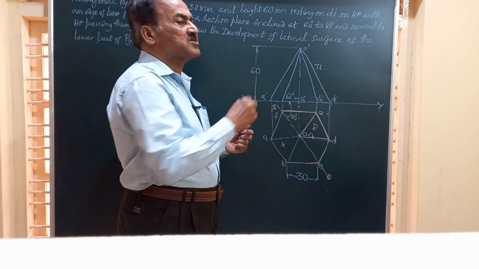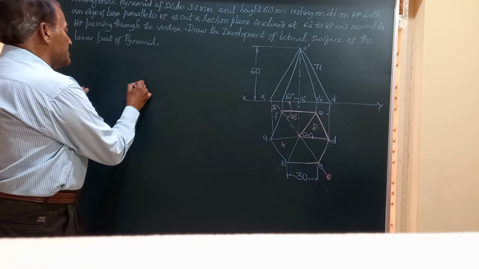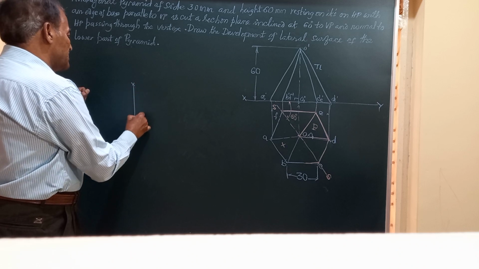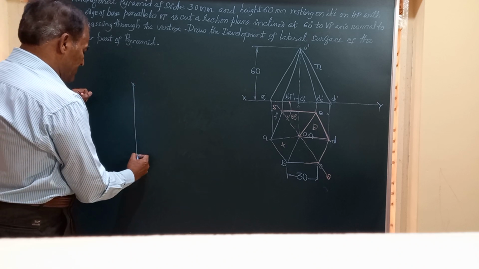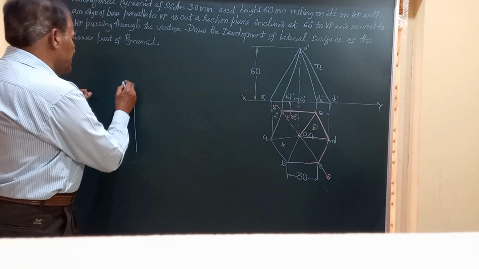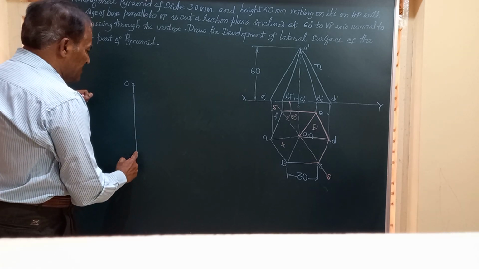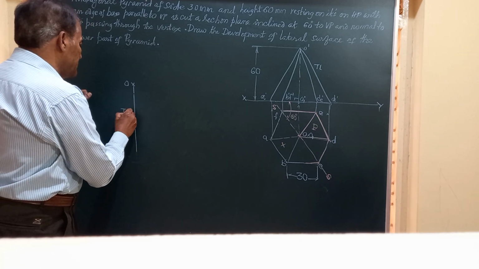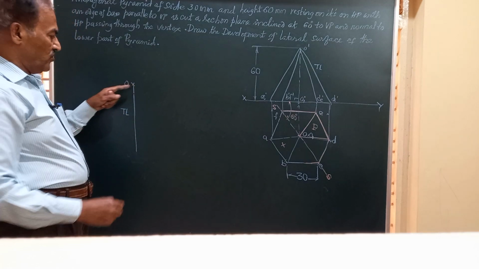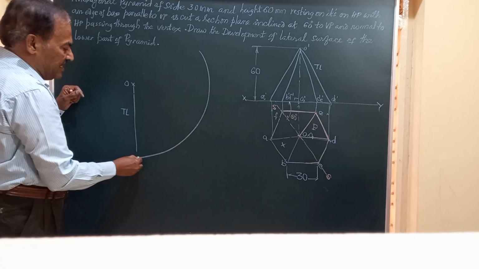So utilizing this true length, we have to construct the sector for drawing the development of the pyramid. So friends, I will take this length with center O, that is the vertex, and this length is equal to the true length. So taking center O and true length as the radius, I am going to draw an arc.